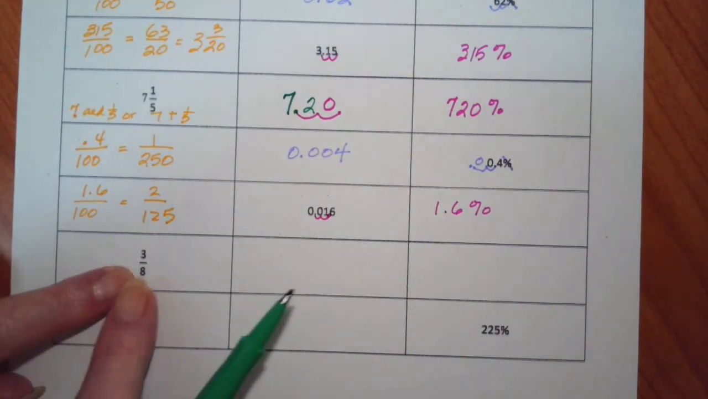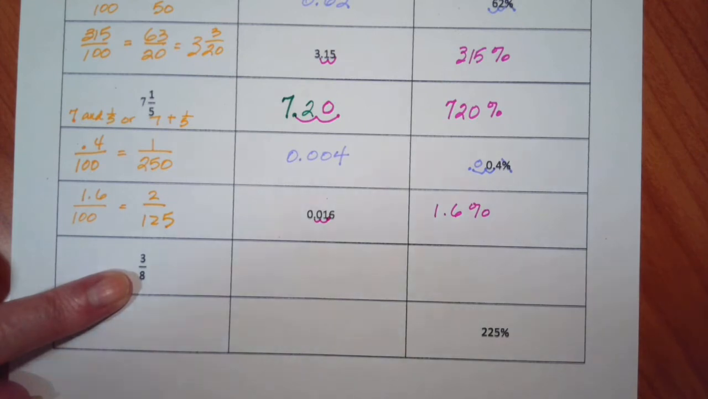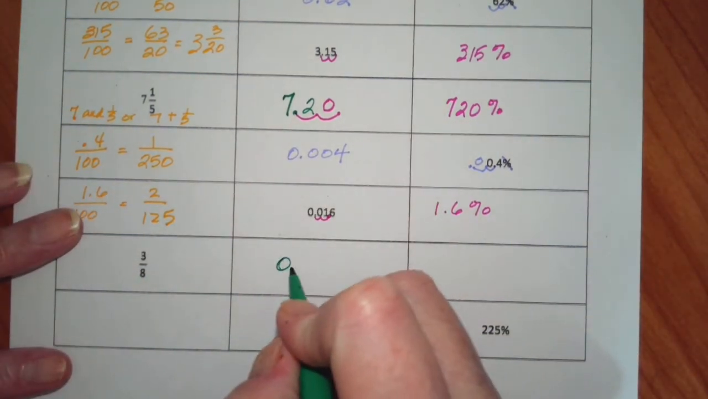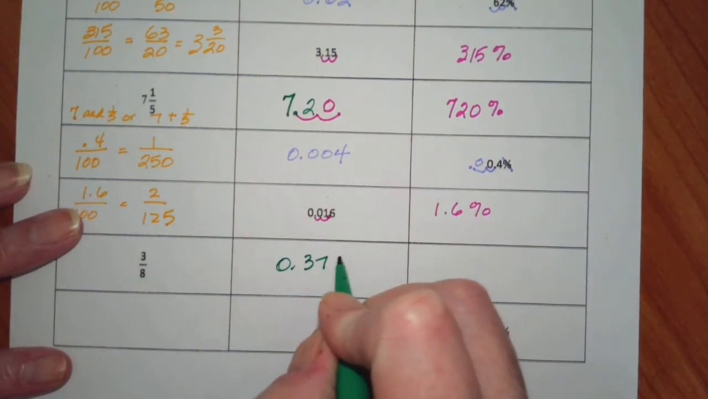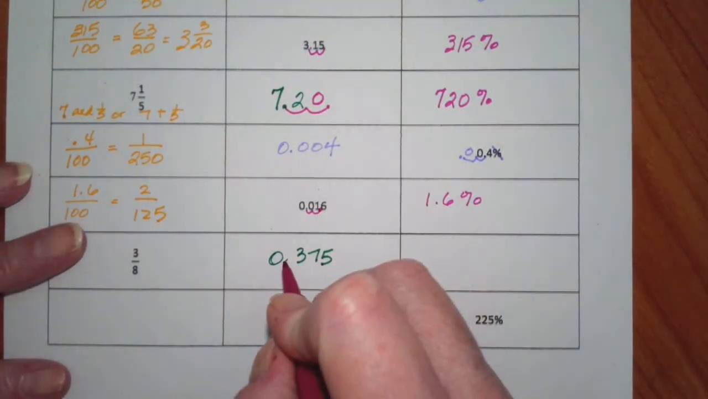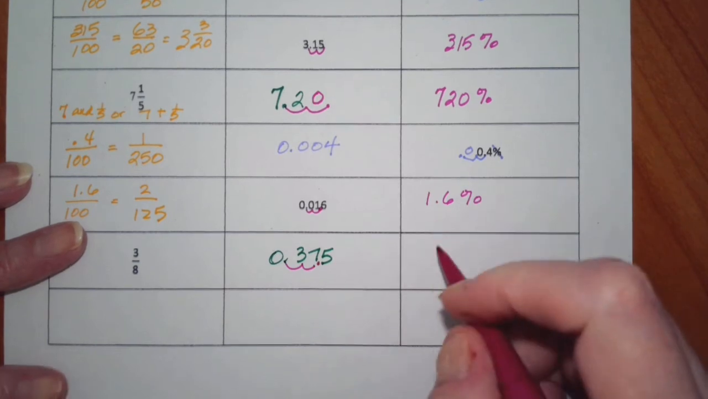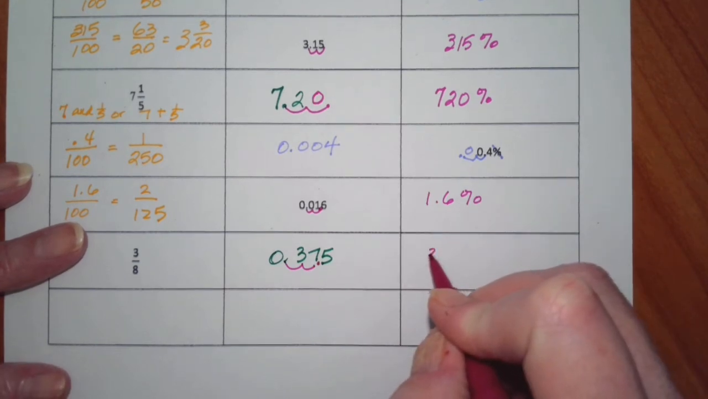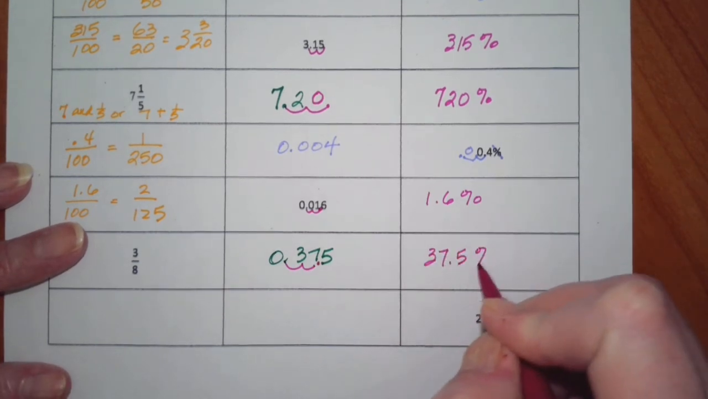Okay, 3/8, if I take 3 divided by 8 in my calculator, I get 0.375. To turn that into a percent, move the decimal 2 places to the right, add the percent sign, 37.5%.